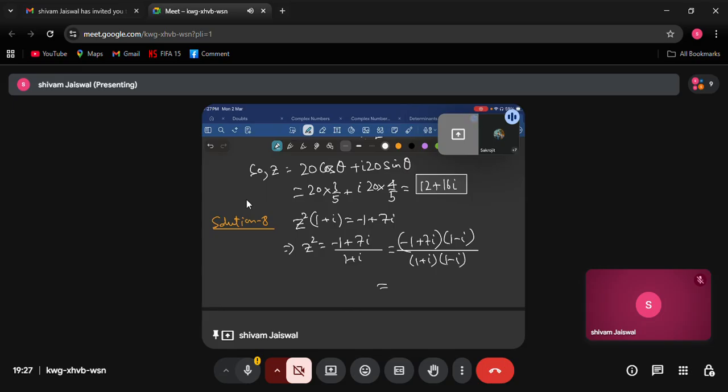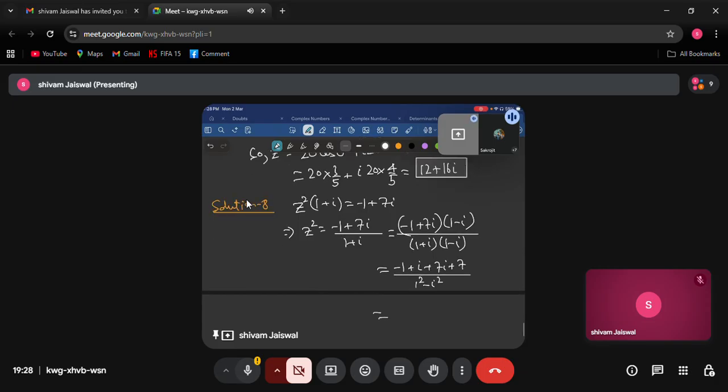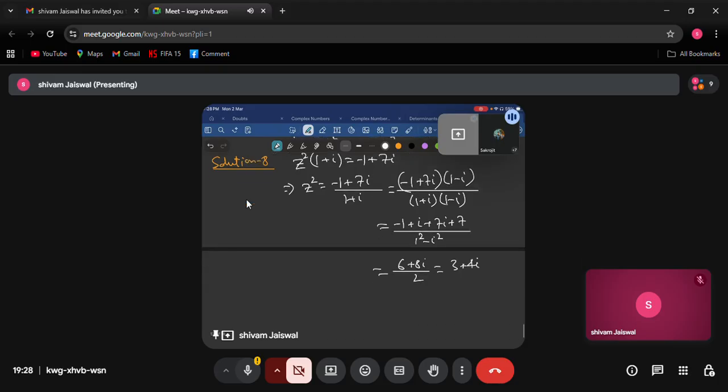Okay, this will give us minus 1 into 1 minus 1 plus iota plus 7 iota, then this will become minus 7 iota square, so plus 7, divided by 1 plus iota into 1 minus iota. This will give us 1 square minus iota square. So basically this will become 6 plus 8 iota upon 2, that is 3 plus 4 iota. Okay, so I've got z square is equal to 3 plus 4 iota. This implies z is equal to plus minus square root of 3 plus 4 iota.